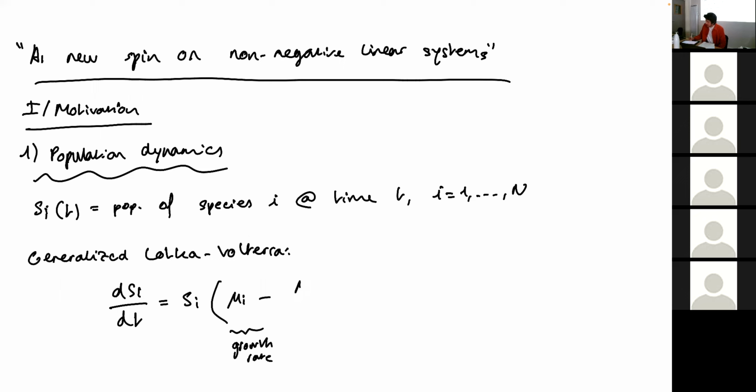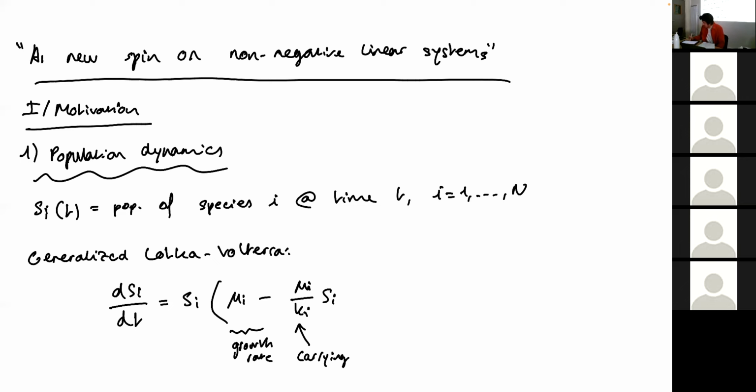Then you add something which is called self-regulation. And so you can see with this term that essentially you've got something called a carrying capacity, which represents basically the maximum population that the environment can handle. So you can see that if S_i goes above K_i, these first two terms give a negative term. And so instead of having exponential growth, you have exponential decay.